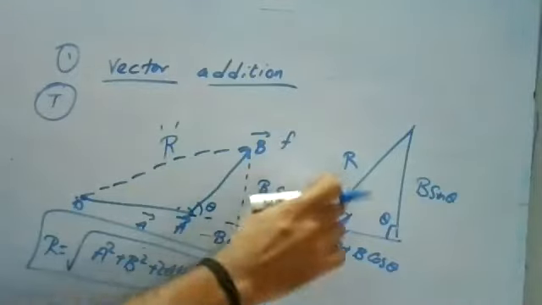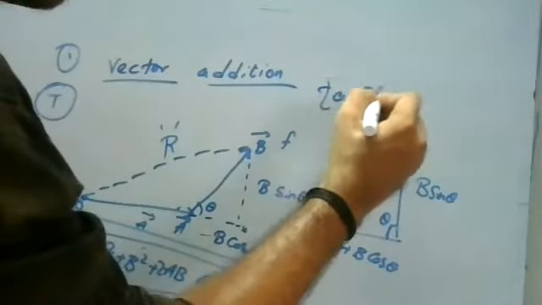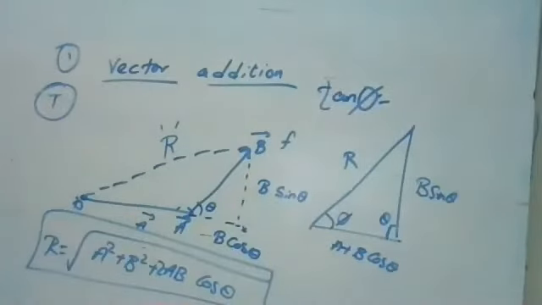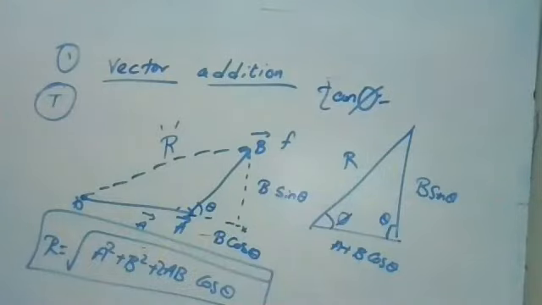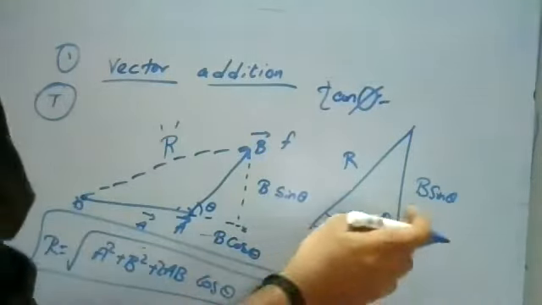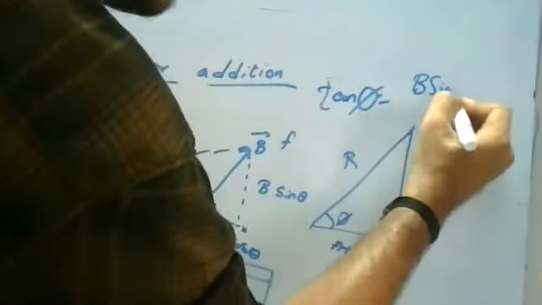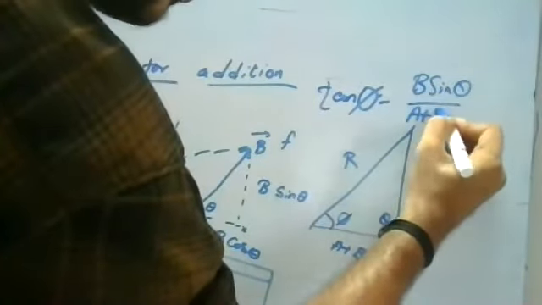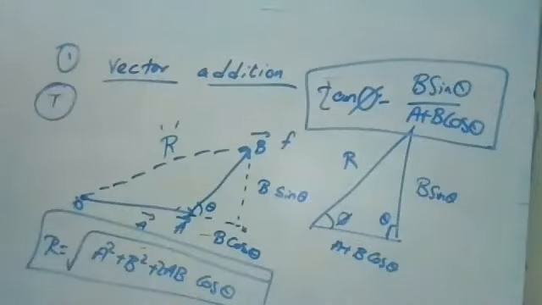Now if you want to find this angle phi, the relation is tan phi equal to opposite by adjacent. If you know the resultant with respect to the opposite and adjacent, we can find the angle, or we can treat it as a slope. So tan phi is B sin theta by A plus B cos theta. These are your two relations.